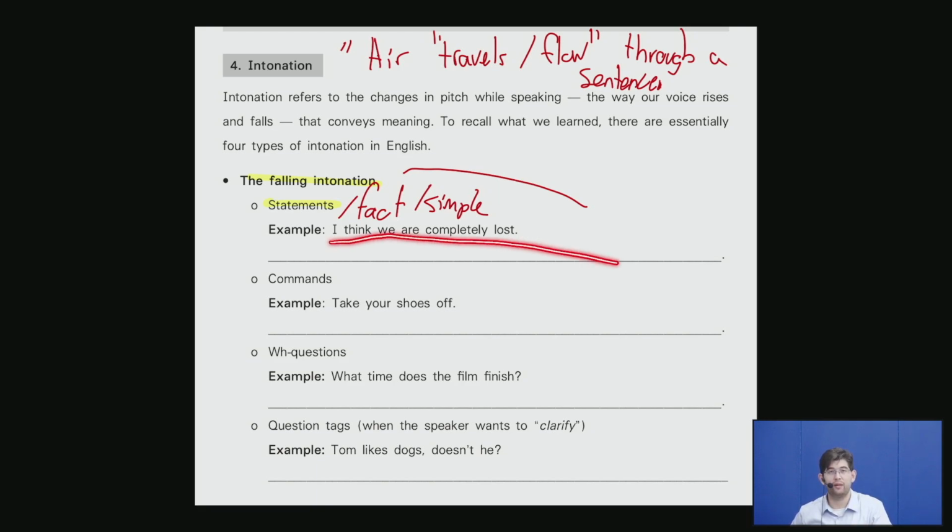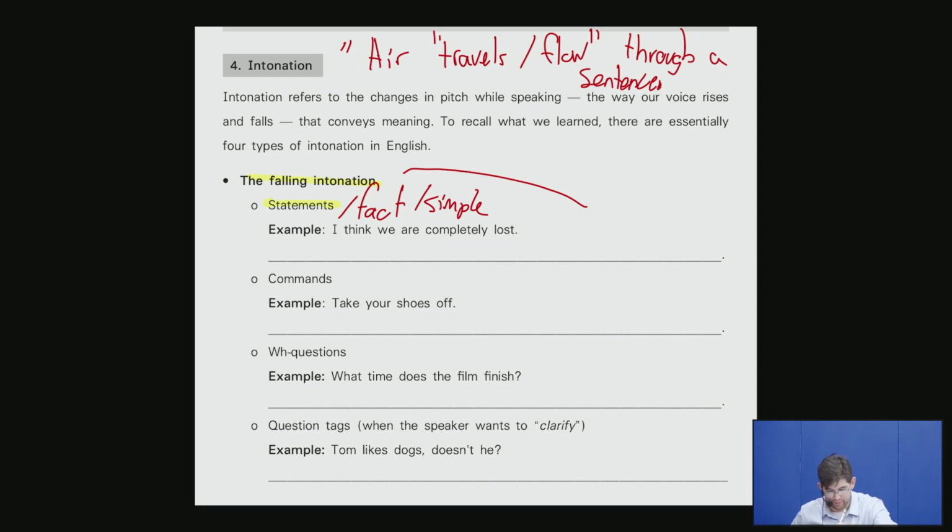I think we are completely lost. And as I'm saying that out loud, it's even going down. Once again, let me repeat that for you. I think we are completely lost. And you can hear the tone of that sentence is just coming down. It's not deep, it's not much, but it's almost quieter, you can almost say. I think we are completely lost. And it's going down a little bit.